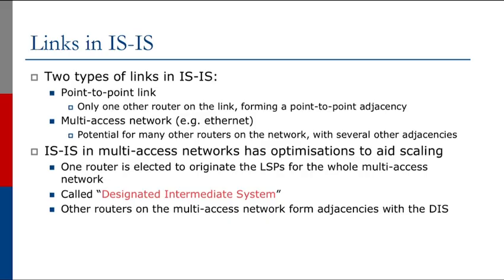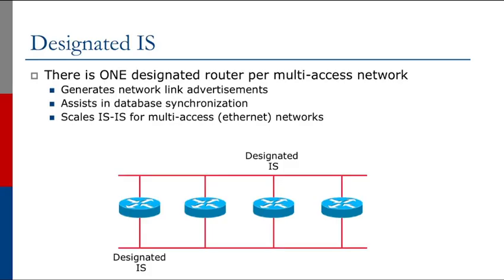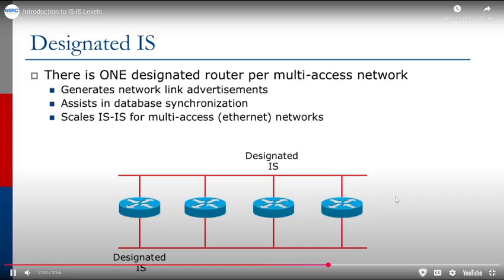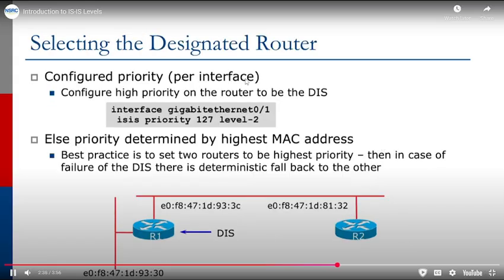One router is elected to originate the LSPs for the whole multi-access network, and this is called a designated intermediate system, or DIS. Other routers on the multi-access network form adjacencies with the DIS. There is one designated router per multi-access network. It generates the network link advertisements and assists in the database synchronization, and this lets us scale ISIS for multi-access and Ethernet networks. To select the designated router, it is configured by priority, and it's done per interface. Most network operators manually configure their chosen DIS with the highest possible priority.